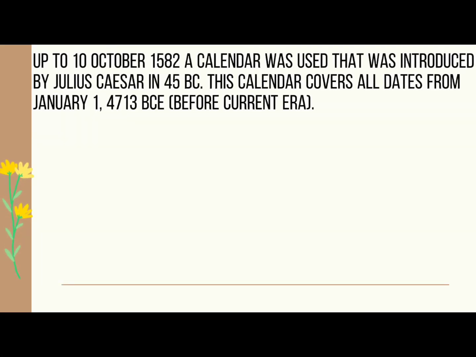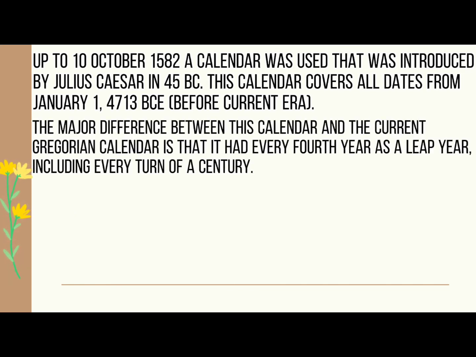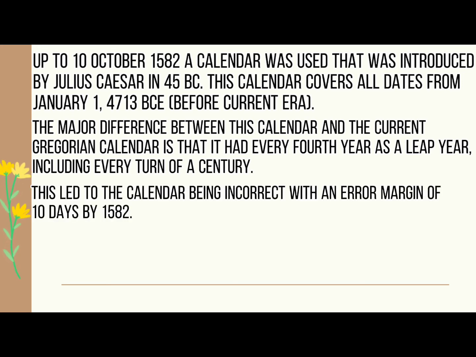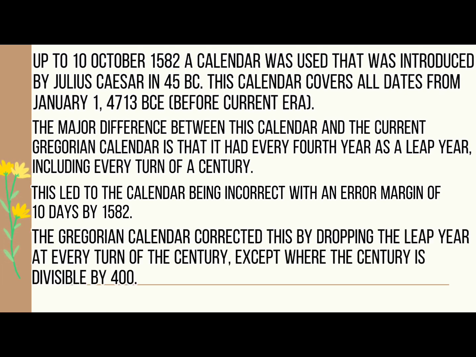Up to October 10, 1582, a calendar was used that was introduced by Julius Caesar in 45 BC. This calendar covers all dates from January 1, 4713 BCE or before current era. The major difference between this calendar and the current Gregorian calendar is that it had every fourth year as a leap year, including every turn of a century. This led to the calendar being incorrect with an error margin of 10 days by 1582. The Gregorian calendar corrected this by dropping the leap year at every turn of the century except where the century is divisible by 400.